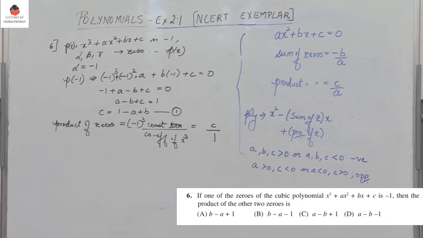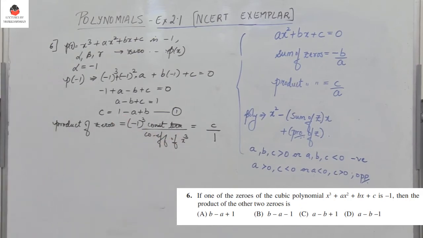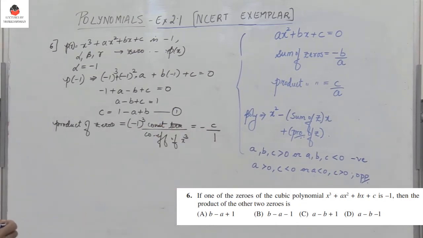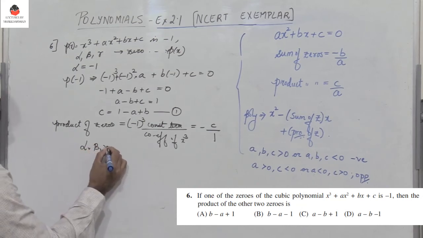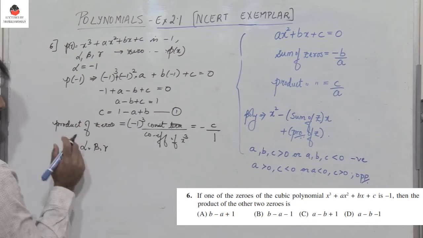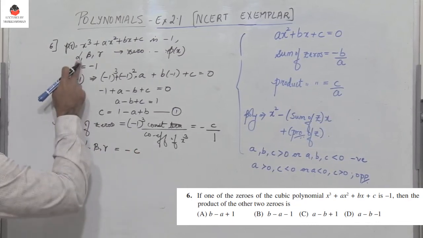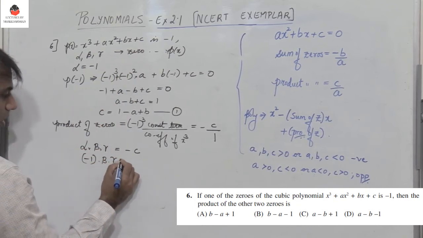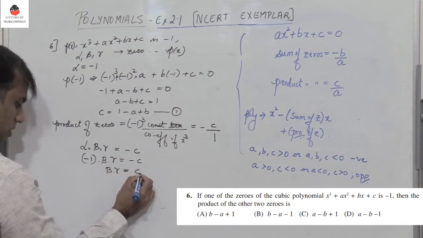So we know that the product of zeros of a cubic polynomial is (-1)^3 times the constant term divided by the coefficient of x cube. So I have (-1)^3 times c by 1 here. Therefore, alpha into beta into gamma, the product of all 3 zeros, is equal to -c. And we know that one of them is -1. So -1 into beta into gamma equals -c, or beta into gamma equals plus c.